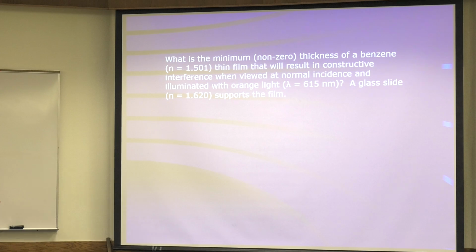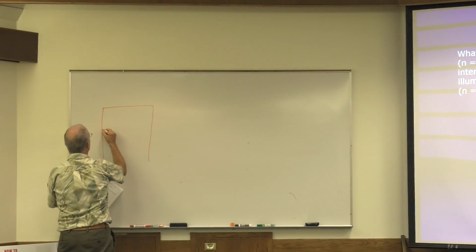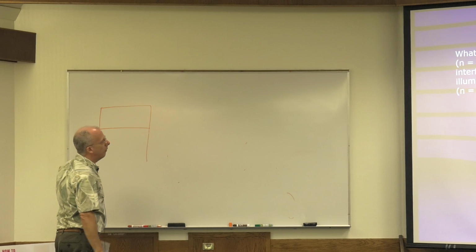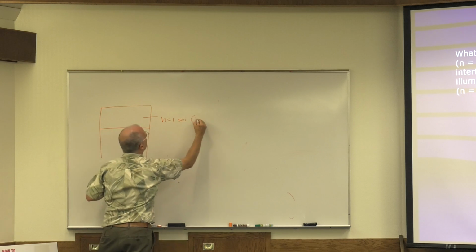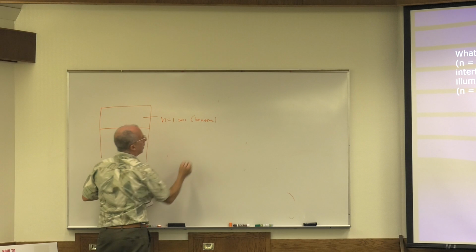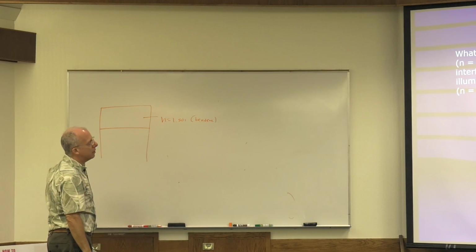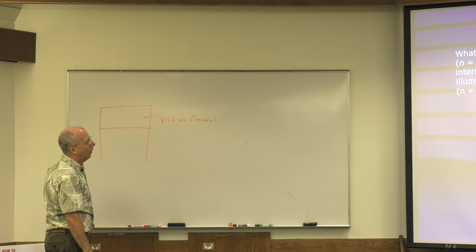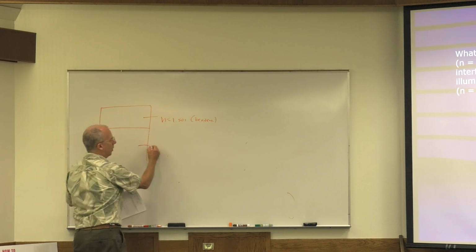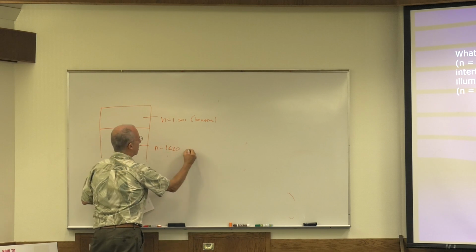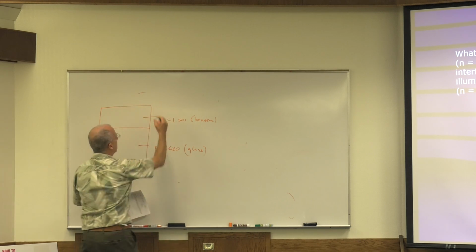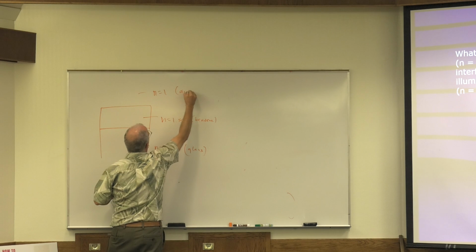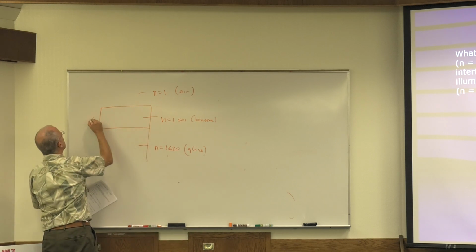Okay, let's do it. As always, draw the picture. We have benzene, so n equals 1.501. What is the minimum thickness of benzene? And it says a glass slide supports the film, so n equals 1.62 for the glass. And again, it's always air, so n equals 1 for air.